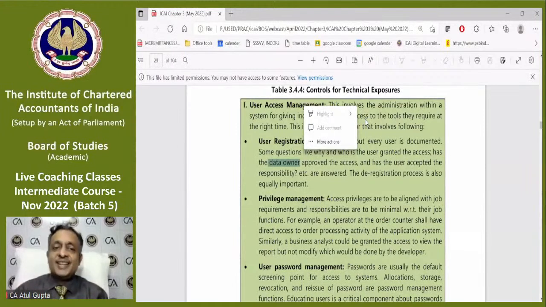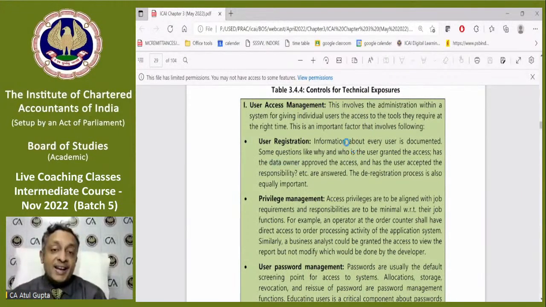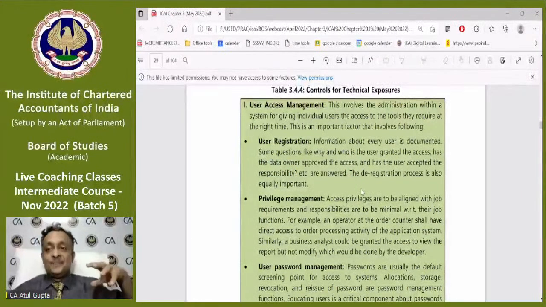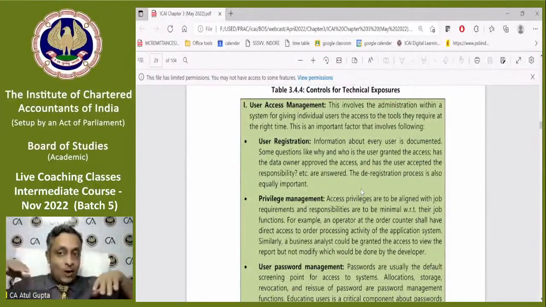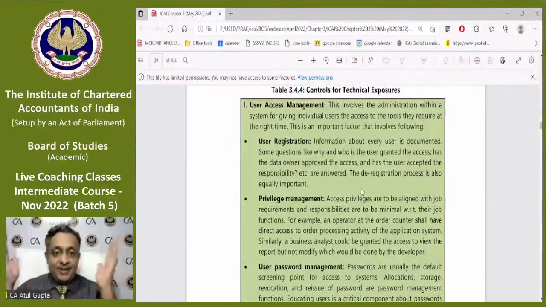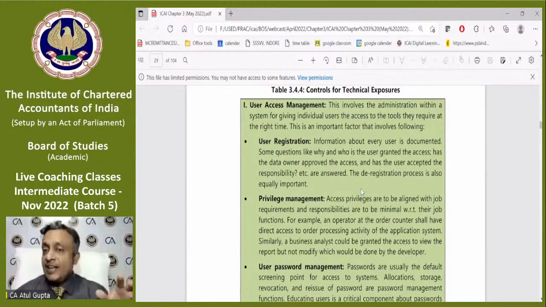That is why it is written: it has to be approved by data owner, data owner approves the access. So if I create data, what another user can do on that data, the approval has to come from me, because I become the data owner of that data. Okay, so that is one. The last line of the para is most important.